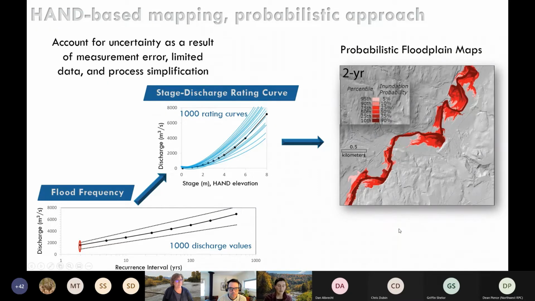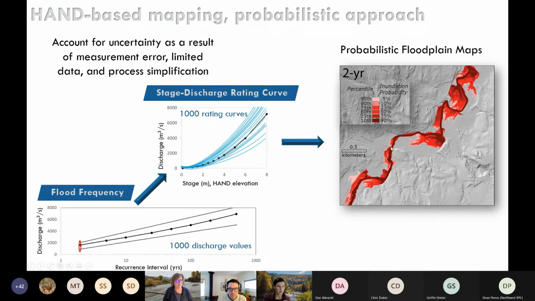And so to do that, we took that basic HAND mapping approach and made it more of a probabilistic approach. To do that, we account for uncertainty as a result of measurement error, limited data, and process simplification. We coded in a Monte Carlo analysis, identified the range of error or uncertainty around all of our input parameters, to the best of our knowledge, and ran it 1,000 times. So we basically come up with 1,000 discharge values that then sample from 1,000 rating curves. And as a result, we get a probabilistic floodplain map that looks like this, right?